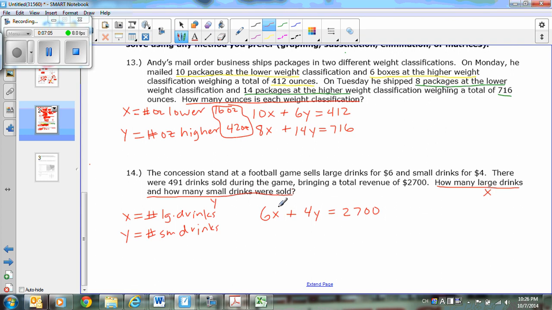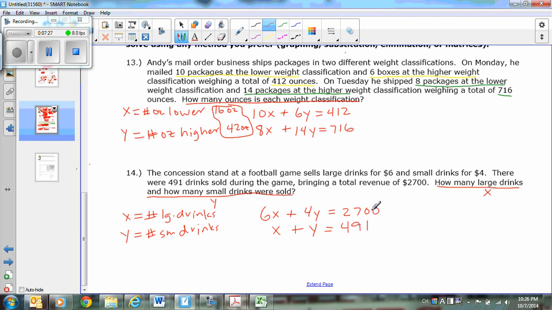The other equation is going to have to do with the total number of drinks. Okay, X is the number of large drinks, Y is the number of small drinks, and together they sold a total of 491 drinks. And so our second equation will be X plus Y is equal to 491.